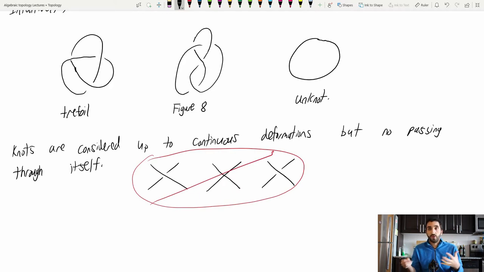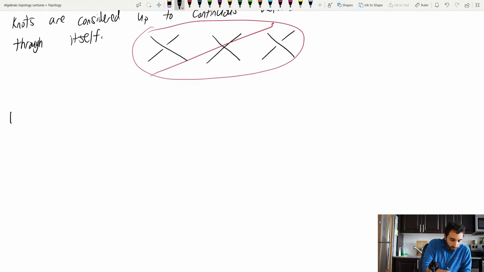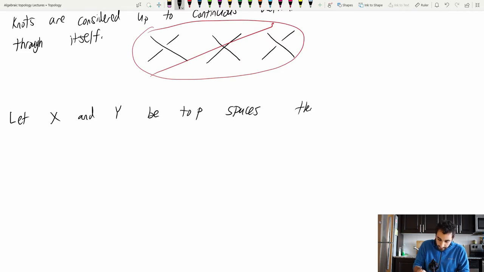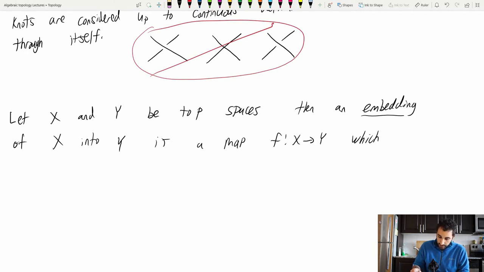Great. So let's get formal with what everything really means. Let X and Y be topological spaces. Then an embedding of X into Y is a map F from X to Y, which is a homeomorphism onto its image.